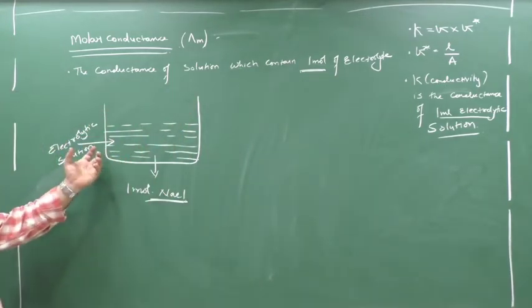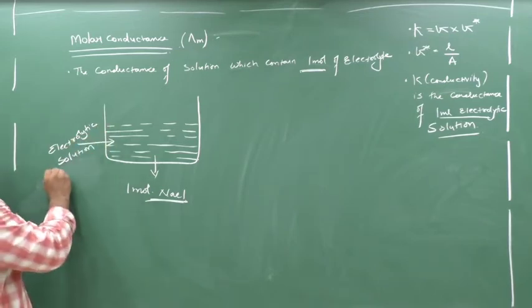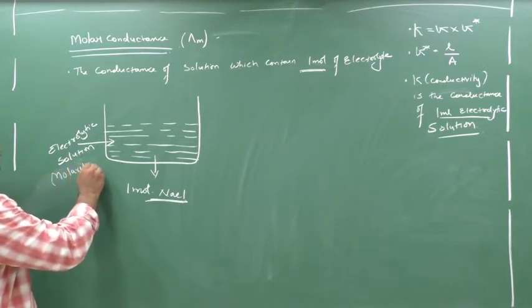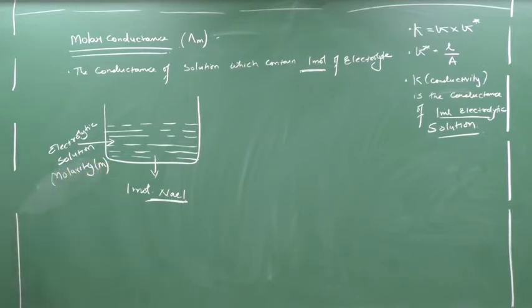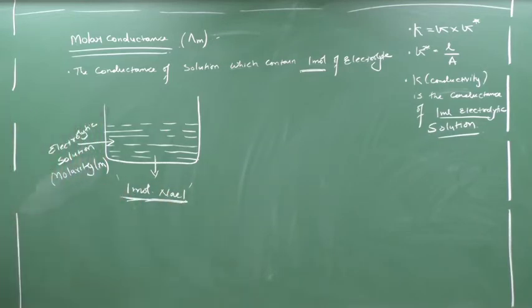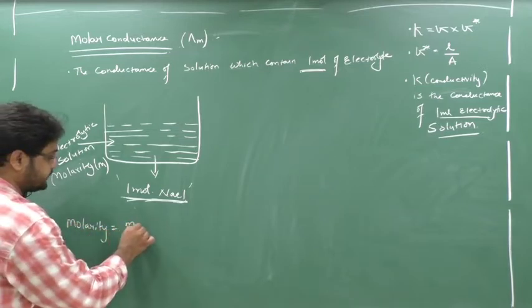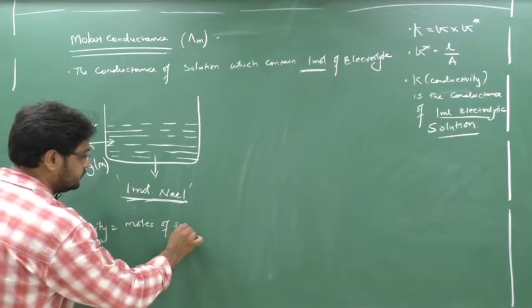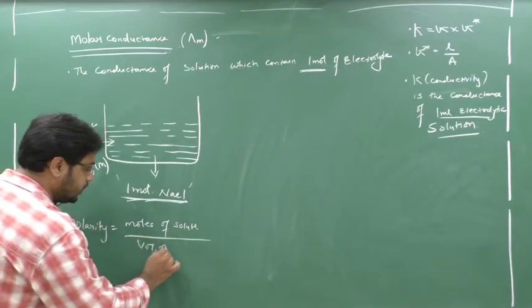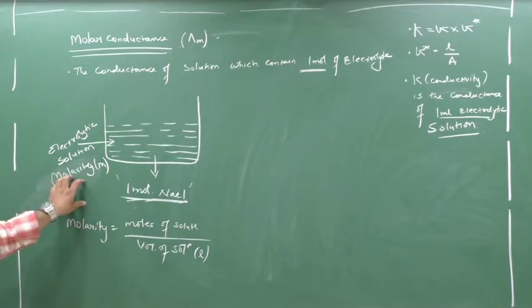Now consider this is a beaker. In this beaker I have taken the electrolytic solution. Clear? The volume of the electrolytic solution I don't know, but I know the molarity. Let the molarity be M. In this type of solution, the solute is 1 mole. This is fixed. So if I write the molarity definition, molarity equals moles of solute by volume of solution in liters. This is a beaker which contains the electrolytic solution of molarity M.